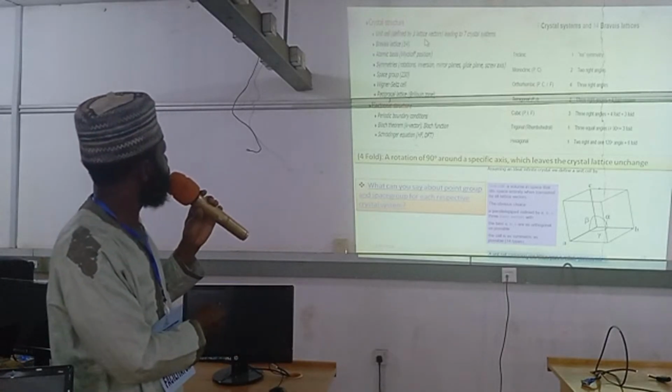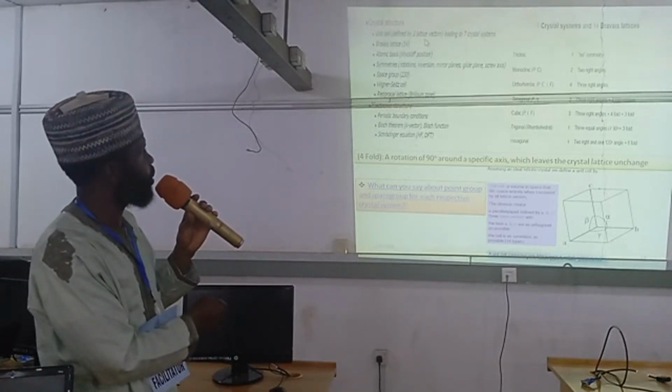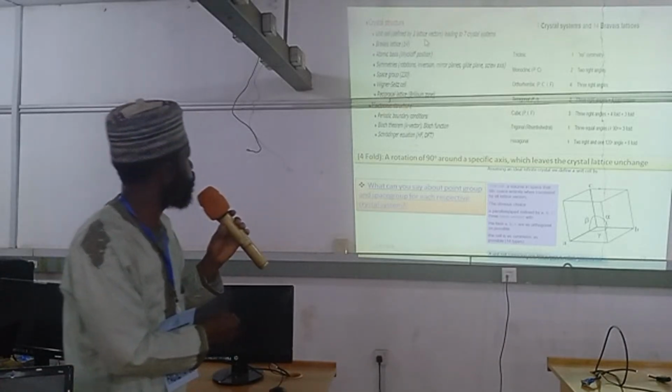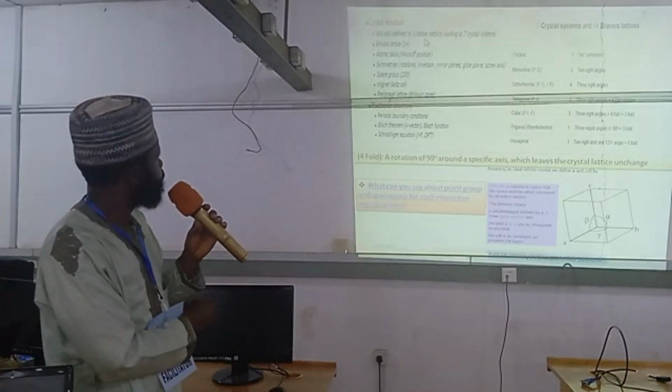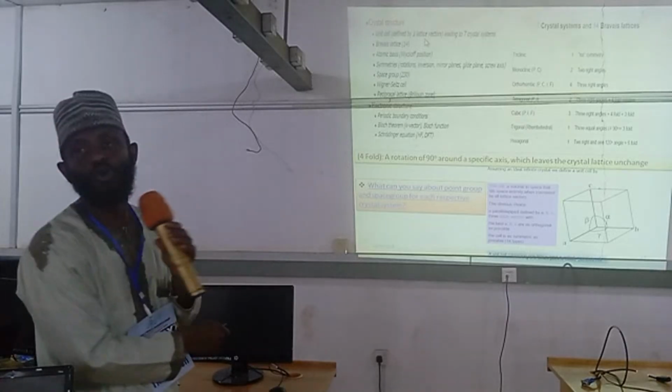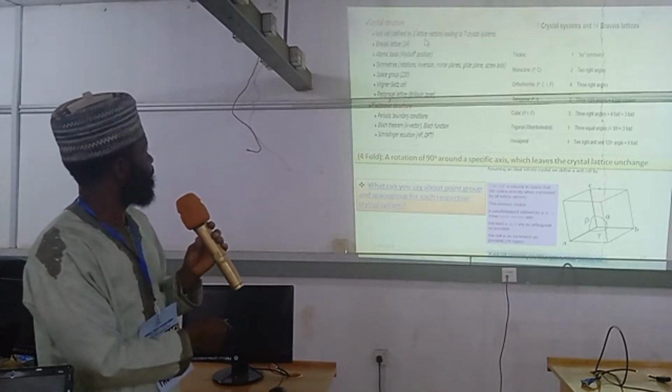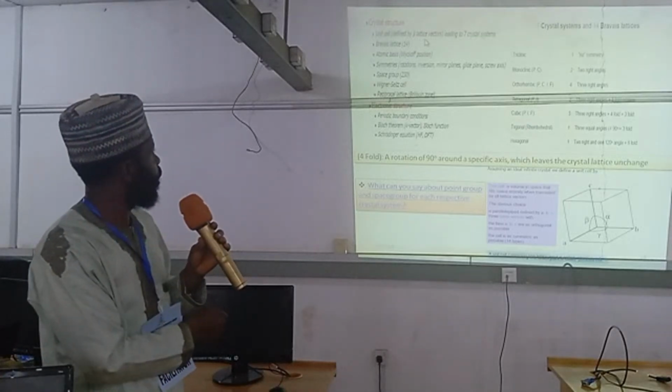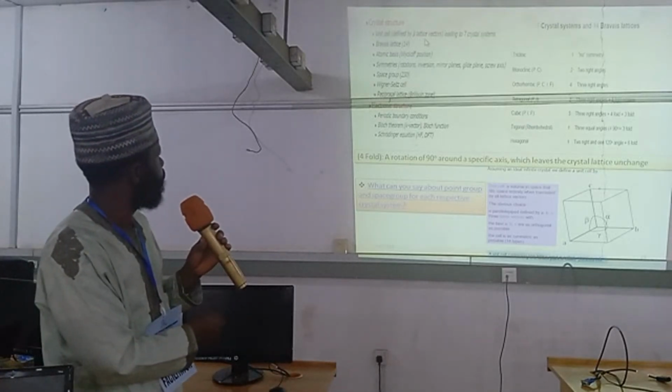Okay, then we have parameters like these, which are atomic basis, symmetries, Wigner-Seitz cell, reciprocal lattice, Brillouin zone.